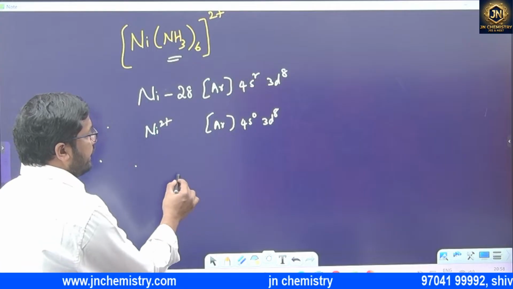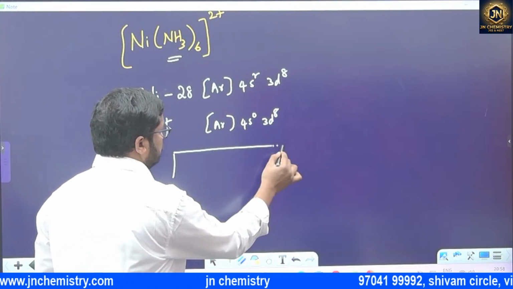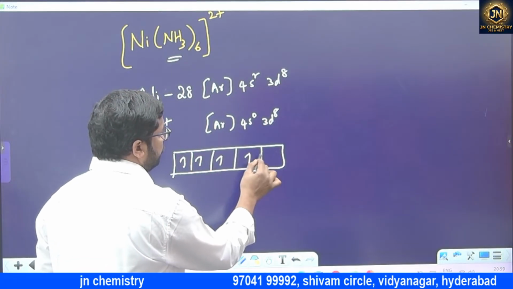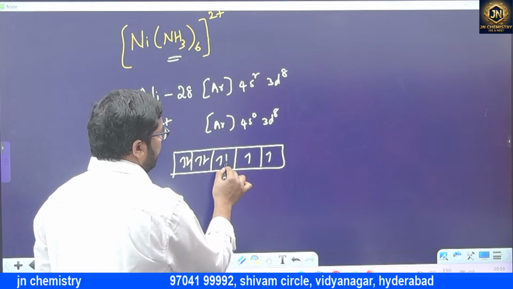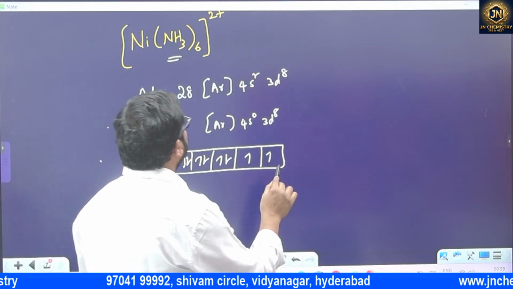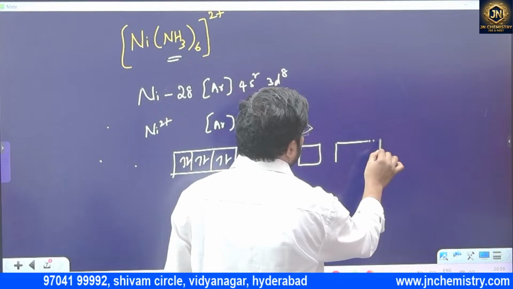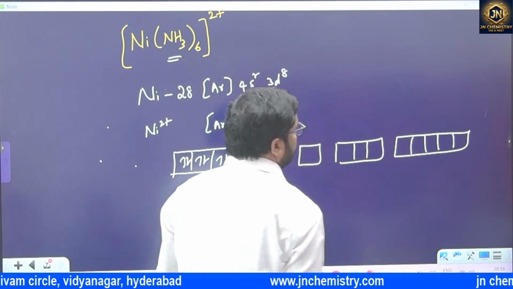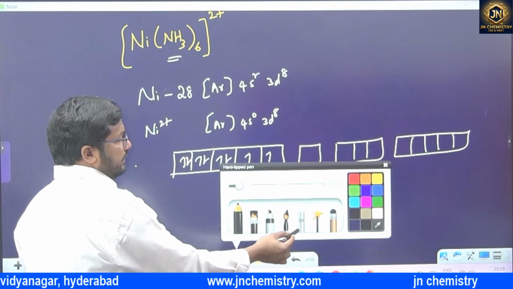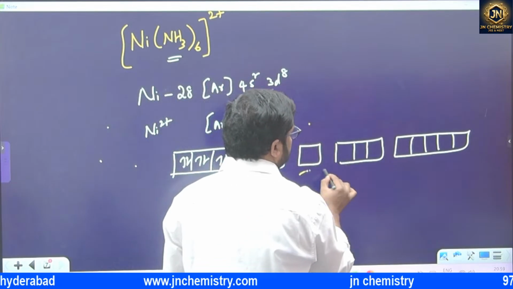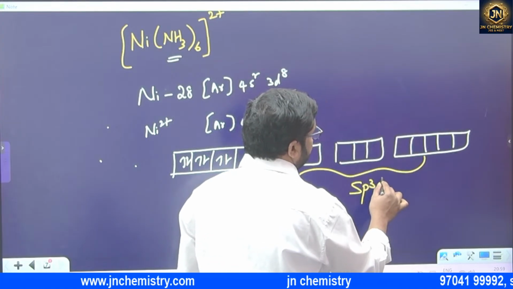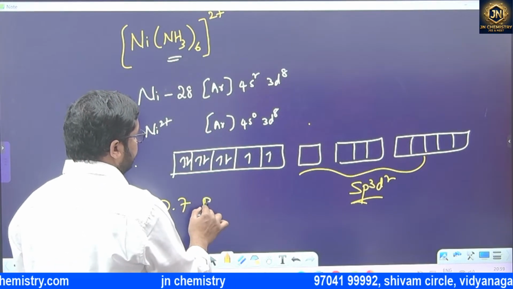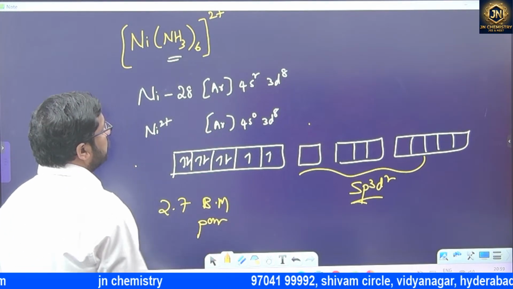Now 3d8: 1 2 3 4 5, 1 2 3 4 5 6 7 8, right? And what exactly is happening here? d2sp3, sp3d2, 2 unpaired electrons, 2 point something, 2.7 or 2.8 BM, paramagnetic, so spin complex.